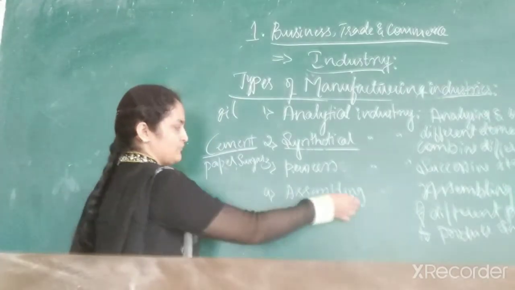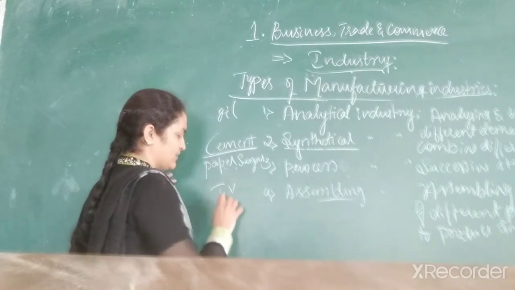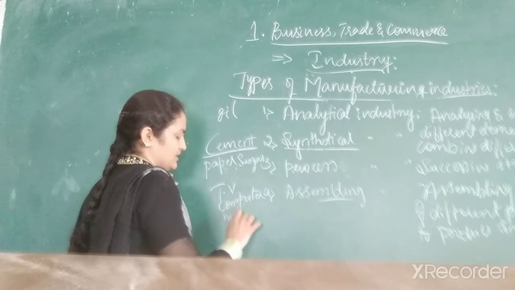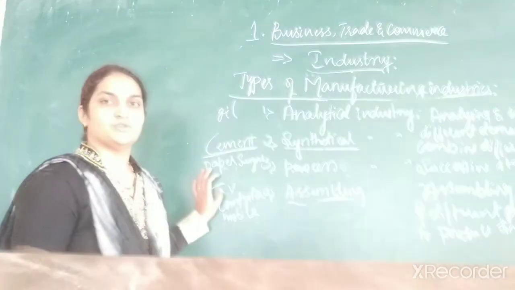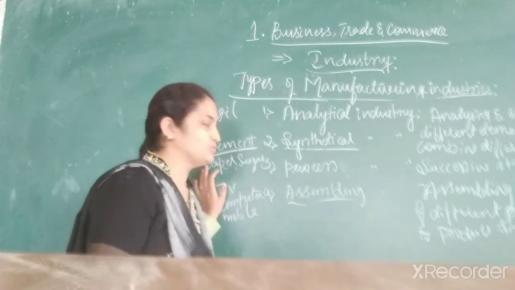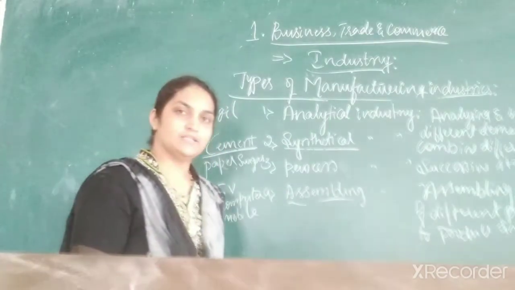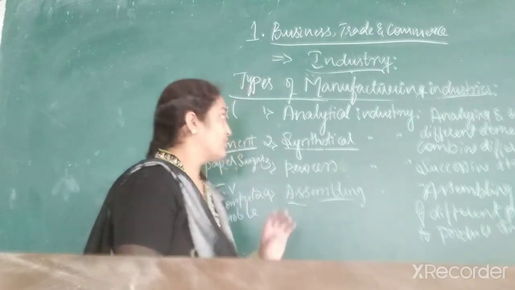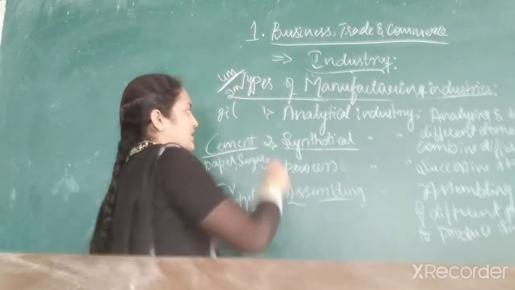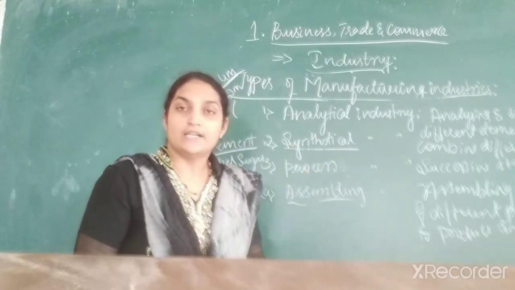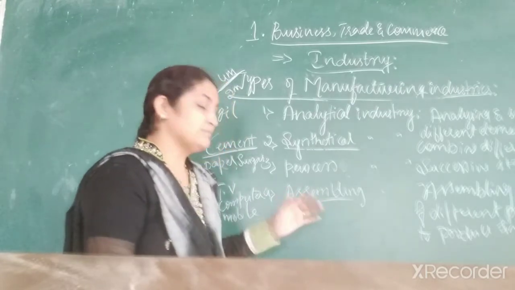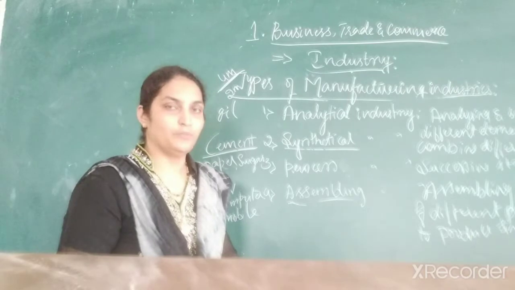The best examples for this are TV, computer, mobile phones, which all come under assembly industries. You combine different products in order to make finished goods. It is a very important question for the 4 marks as well as the 2 marks. They are going to ask what are synthetical industries, what are processing industries, what are assembling industries. That is a very important question.